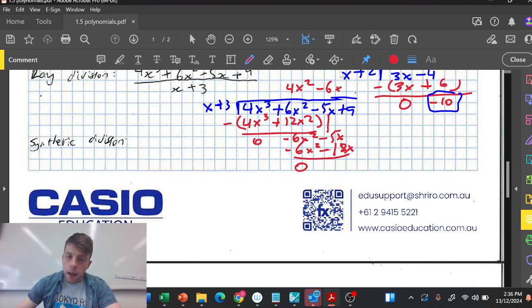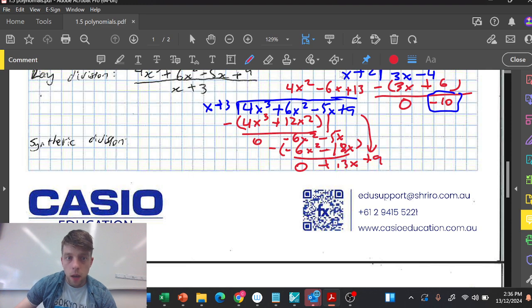Then we have minus 5 minus negative 18. So that's going to be plus 18, which will come out as 13x, because minus 5 plus 18 is equal to 13. Take that, put it up here. So that's going to be 13x divided by x. And then we get that term, we multiply it by the numbers out here. Also, we need to drop down this 9, don't we? So this is going to be plus 9 down here.